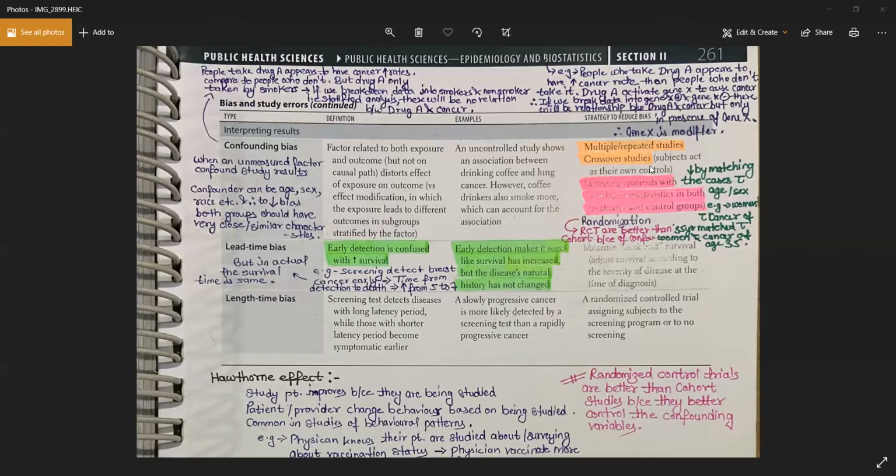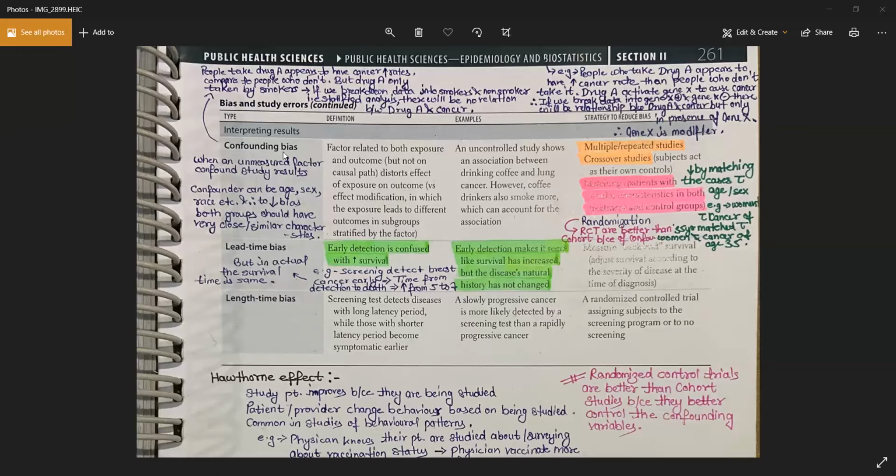So matching always reduces the confounding bias, very important. And the third most important thing is randomization. If you randomly distribute the individuals in either of the two groups, which is the case in randomized clinical trials, you can reduce the confounding.